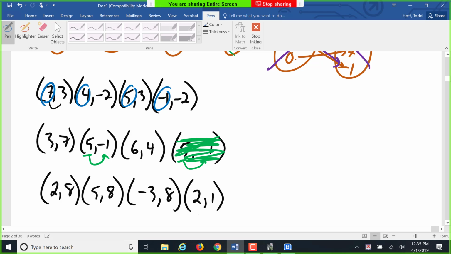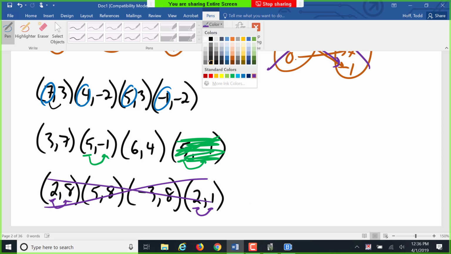Is this a function? It is not. You are correct. And what makes it not a function? The 2 goes to 2 numbers. There you go. The 2 goes to 8, and then the 2 also goes to 1. So that is not a function.